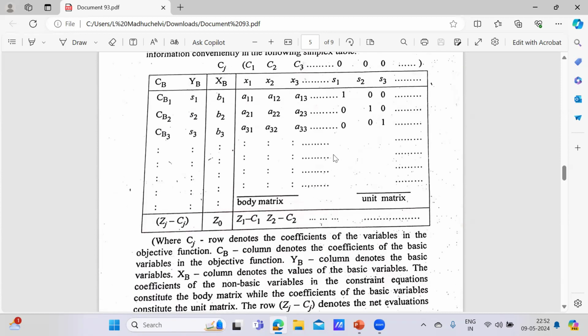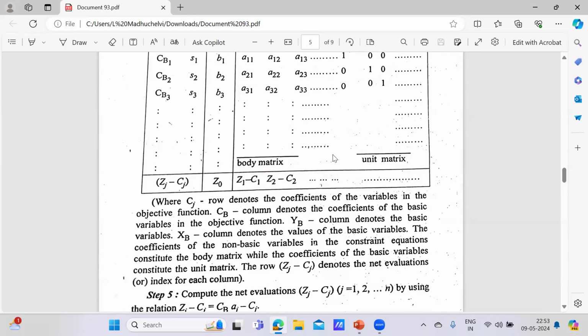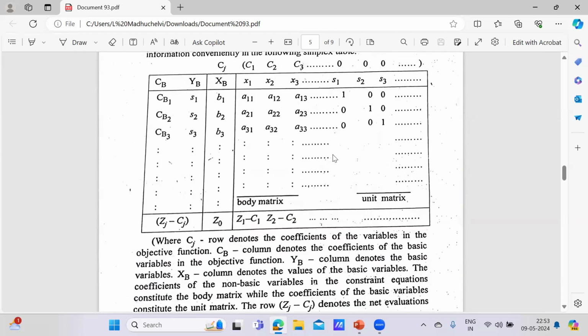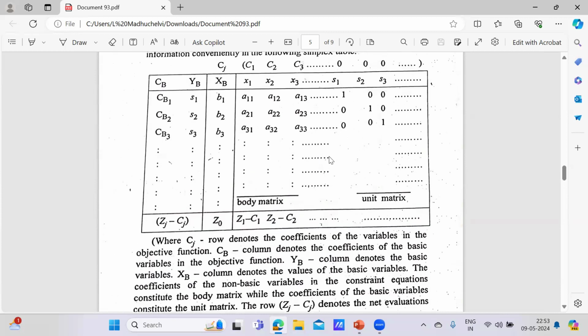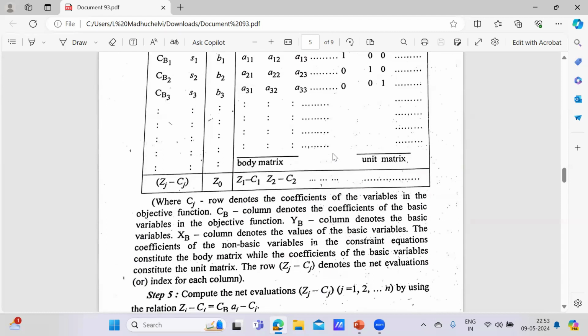The XB column denotes the values of the basic variables. Then X1, X2, X3, etc. are the coefficients of the non-basic variables in the constraint equations that constitute the body matrix, while the coefficients of the basic variables constitute the unit matrix. That is, the slack or surplus variable coefficients, S1, S2, S3, constitute the unit matrix.